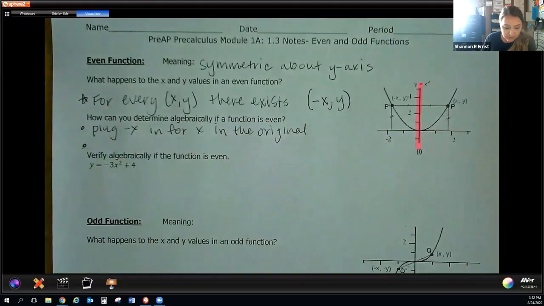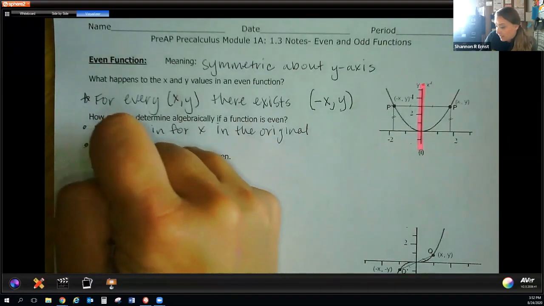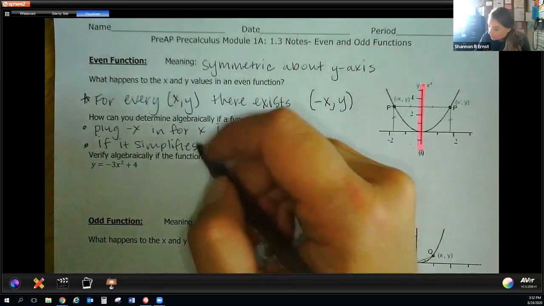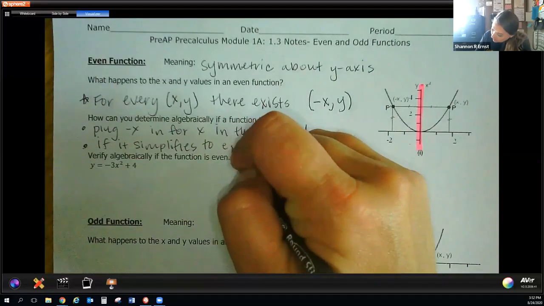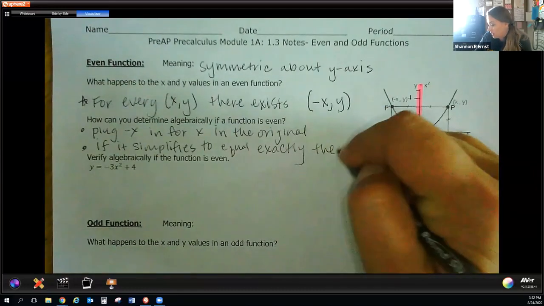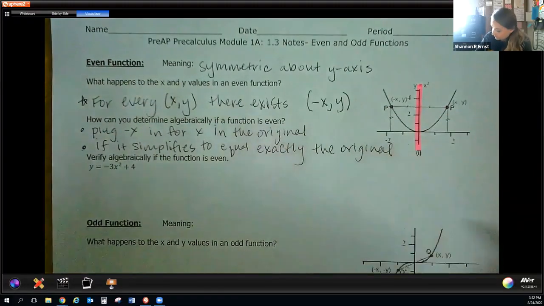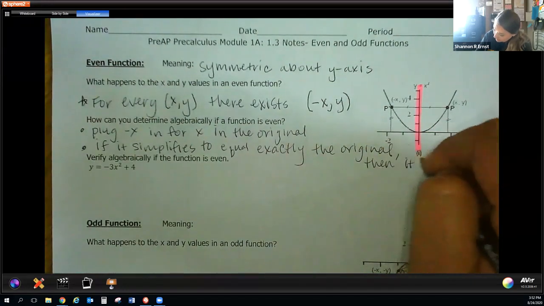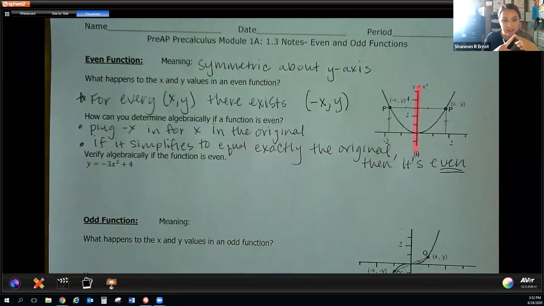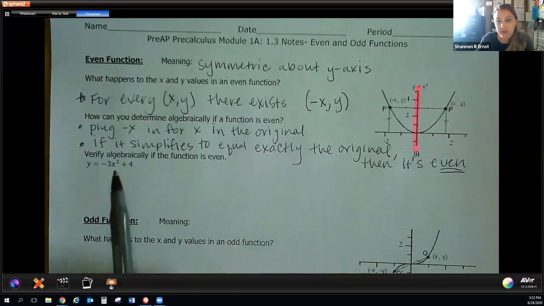Second step, if it simplifies to equal exactly the original, then it's even. So first we're going to plug negative x in, we're going to simplify it, and if the plugged in version is the exact equal of the original version, it's even. So let's try it and see if this one's going to work.